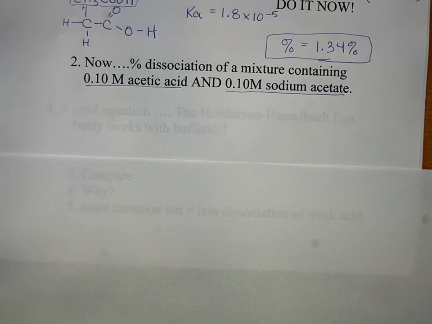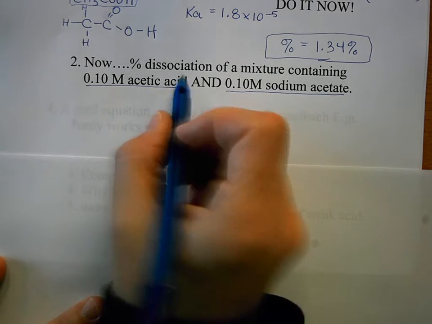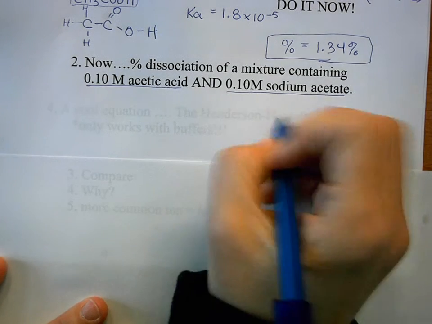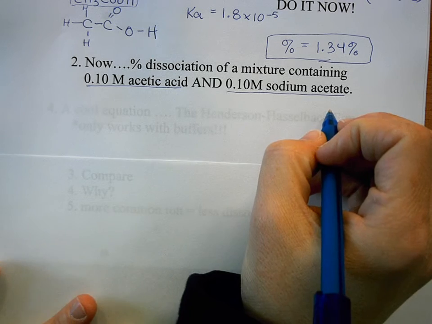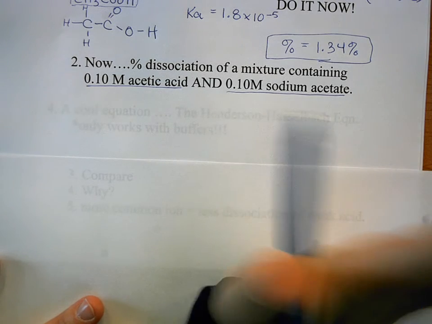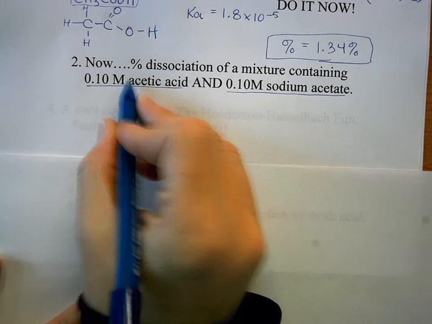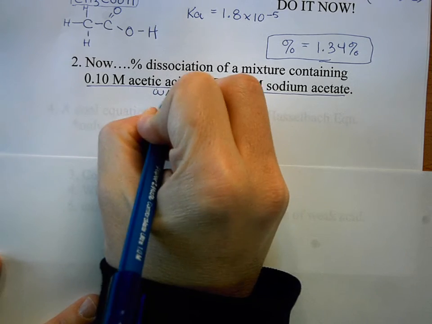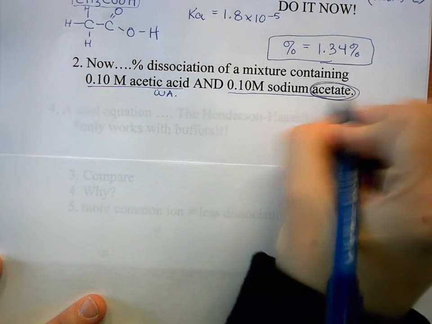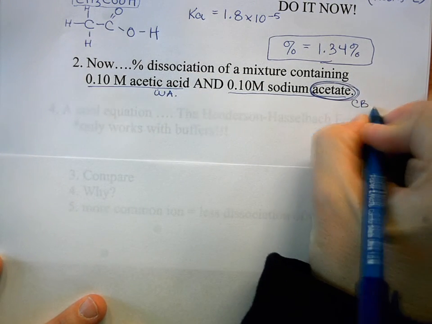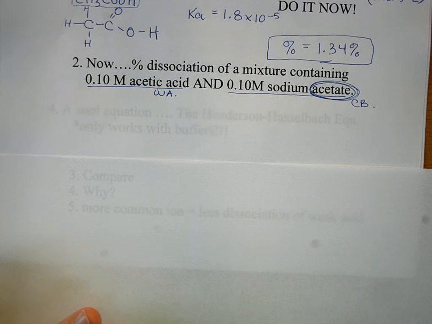Again, a common mistake: people see acetic acid and sodium acetate and want to add them together over on the reactant side. That's not okay, because acetic acid is a weak acid, and the acetate ion is its conjugate base, so they need to be on opposite sides.